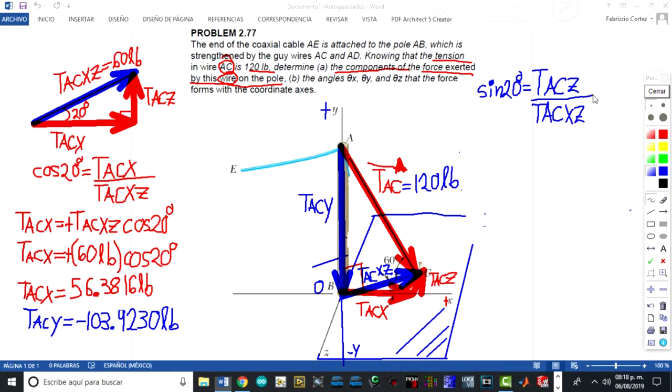So we are going to isolate, they are asking us to calculate the C component of that vector. We are going to isolate this equation for TAC. And this is dividing, passes as multiplying this equation. And we need to be very careful about the sign of the C component.